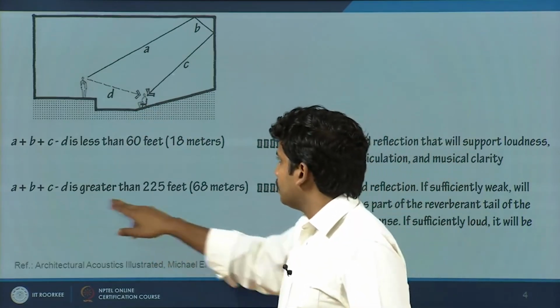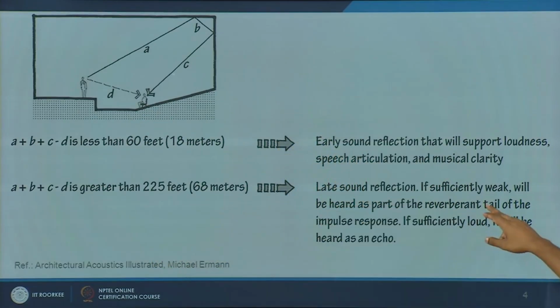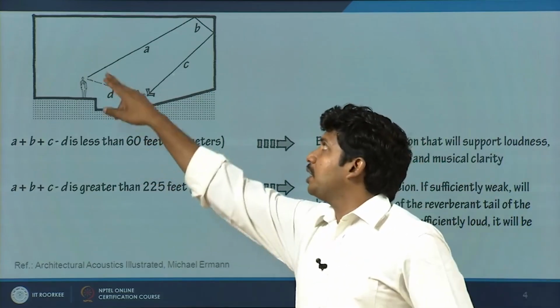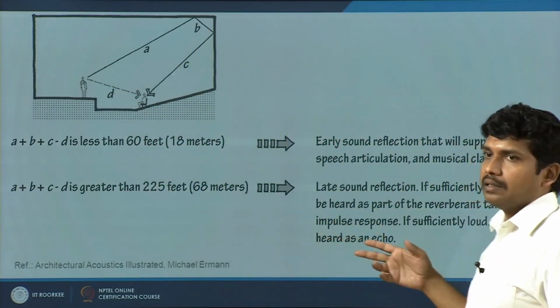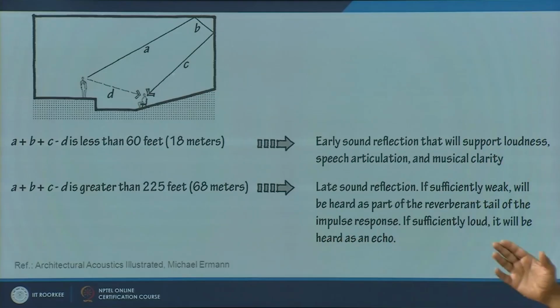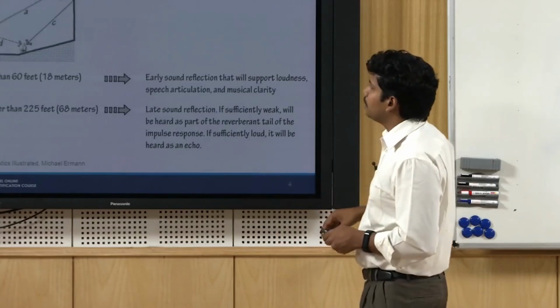If it is greater than 68 meters, there is a lot of late sound reflection, and the sound will be weak because each signal is going to be masked by the late reflection. In order to avoid this, you have to somehow control or enhance the early reflection. Let us look at how we do this.